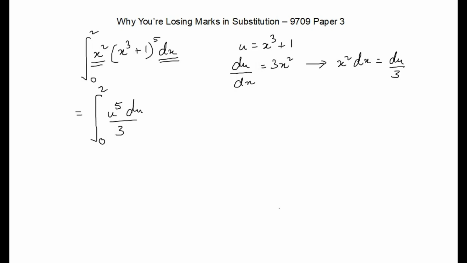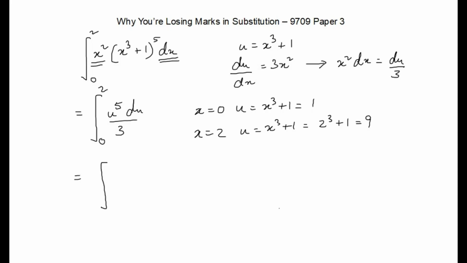That is the second mistake. The limits 0 to 2 are for x, but we have now changed the variable to u. So the limits have to be changed accordingly. So, when x was 0, u would be x cubed plus 1, which is 1. And when x is 2, u would be x cubed plus 1, which is 2 cubed plus 1, which is 9. Right? So, you have to change the limits as well because you are now using u instead of x.